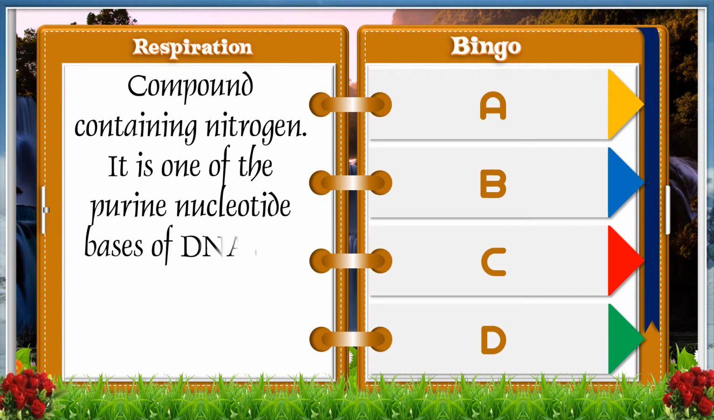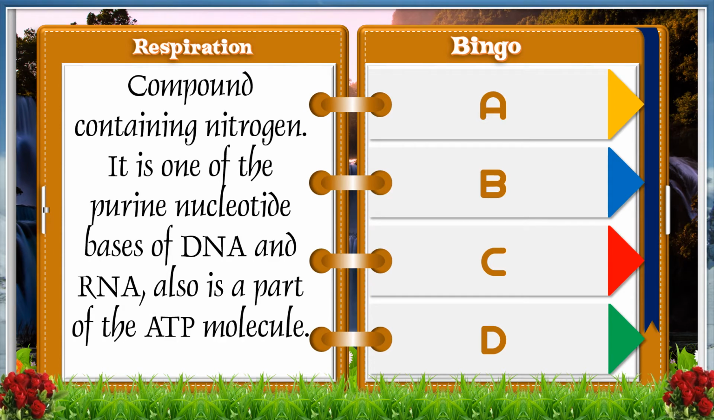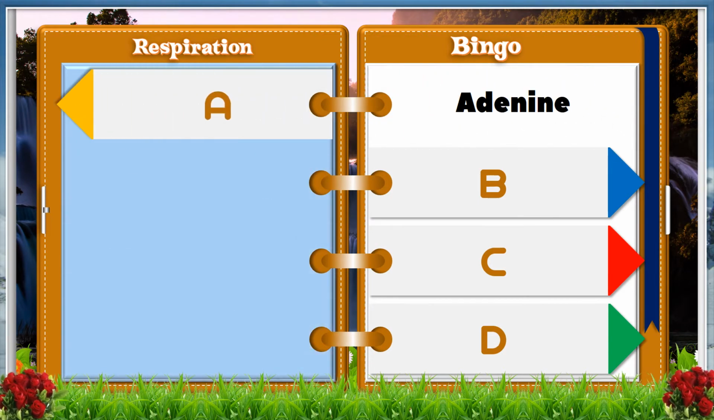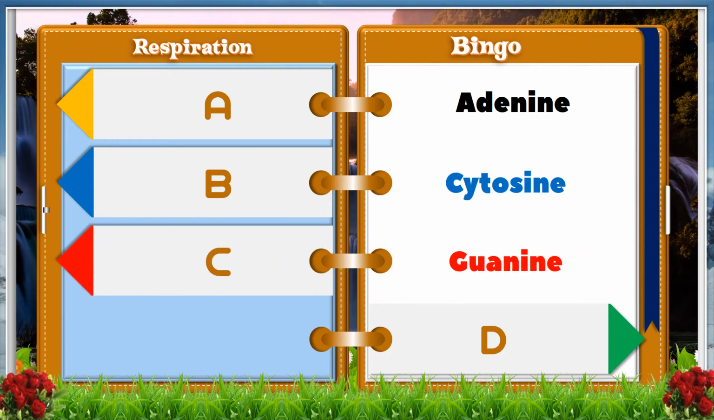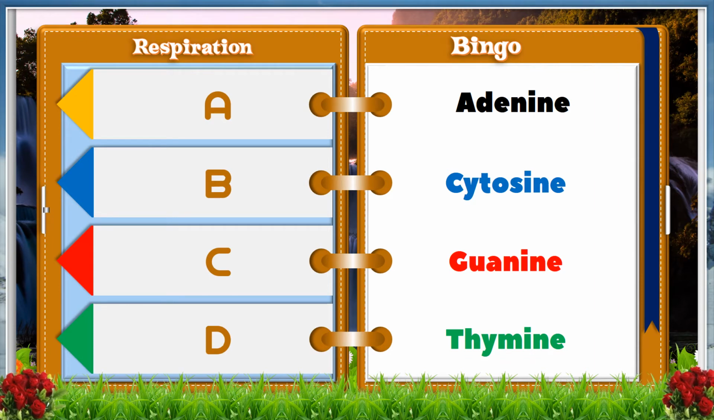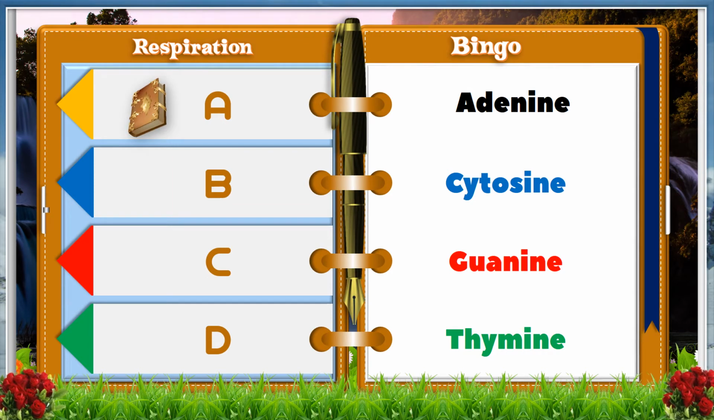Compound containing nitrogen. It is one of the purine nucleotide bases of DNA and RNA. Also is part of the ATP molecule. A. Adenine. B. Cytosine. C. Guanine. D. Thiamine. And the answer is A. Adenine.